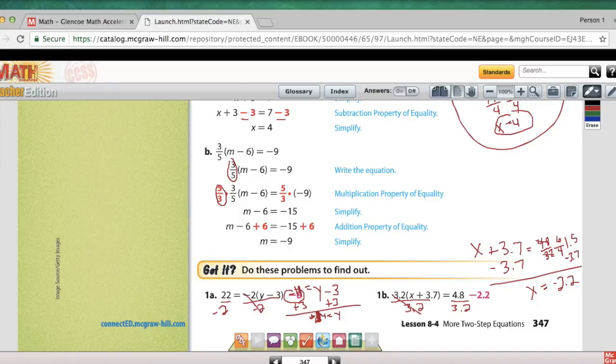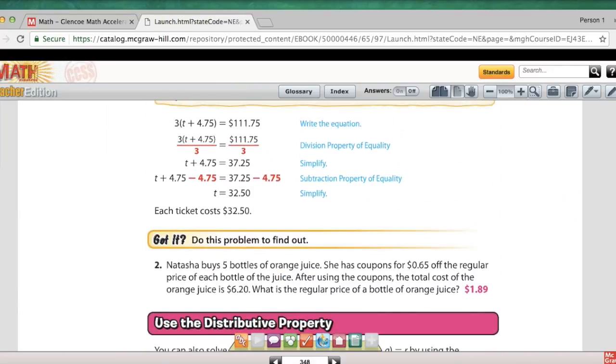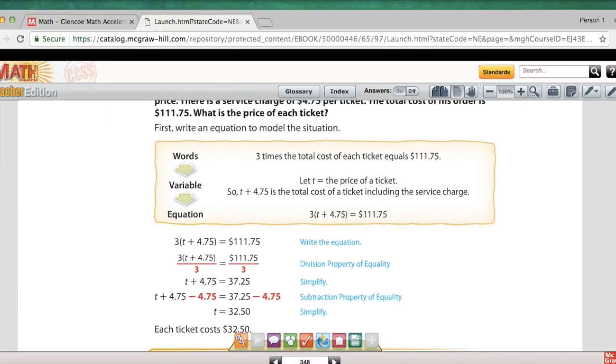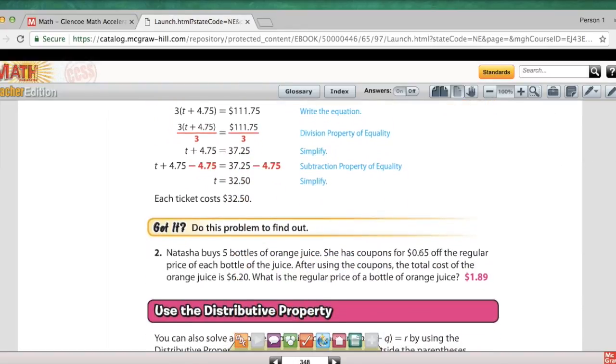And going on to example 2 on page 348, we are looking at the same type of problem, only in word format and having to translate that out. So check through the example 2, and then we'll do the one right here together. Natasha buys 5 bottles of orange juice, and she has coupons for 65 cents off the regular price of each bottle of the juice. After using the coupons, the total cost is $6.20. What's the regular price of the orange juice?